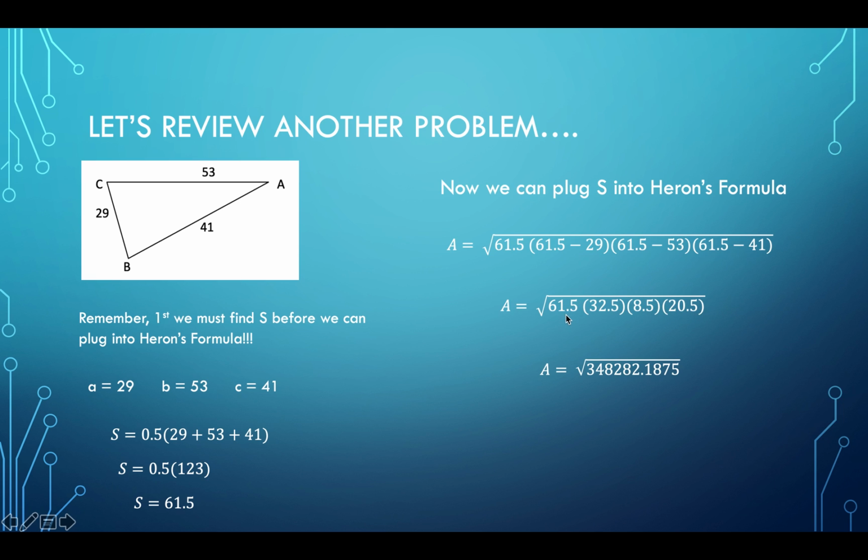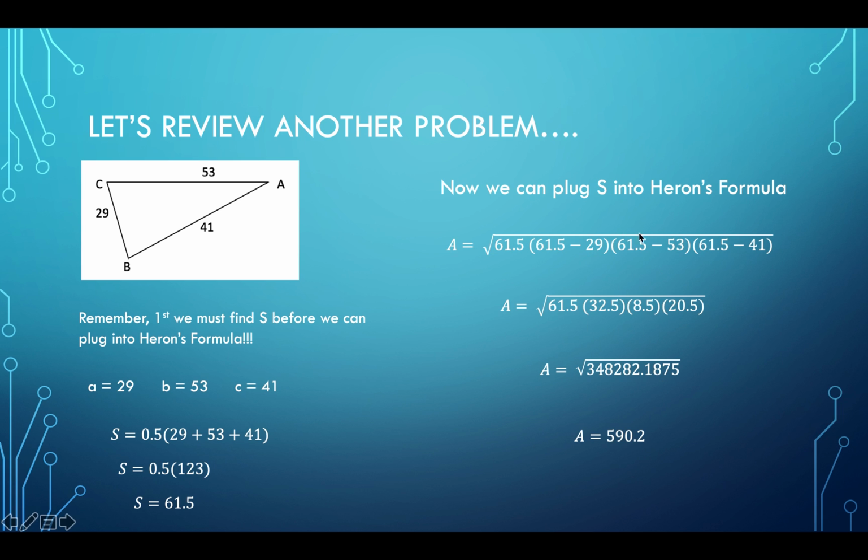So I do 61 and a half times 32 and a half times 8 and a half times 20 and a half. You're not distributing, you're not foiling this 61 and a half to each of these numbers. You're just straight up multiplying across. And then when I do that, we get this large number, 348282.1875. And then because it's the area, we have to take the square root. And once we do that, we get our area is equal to 590.2.